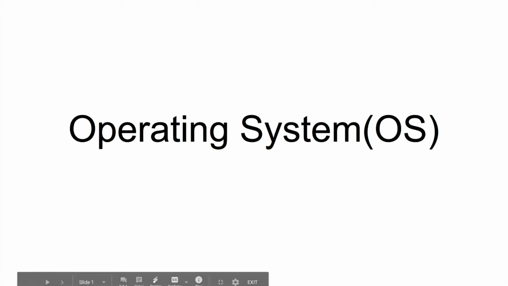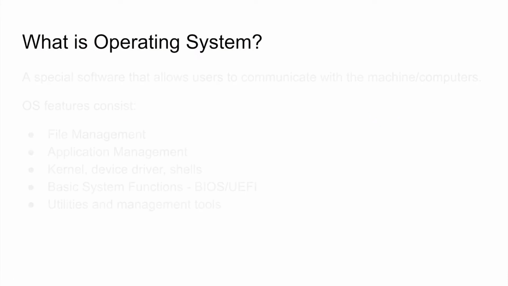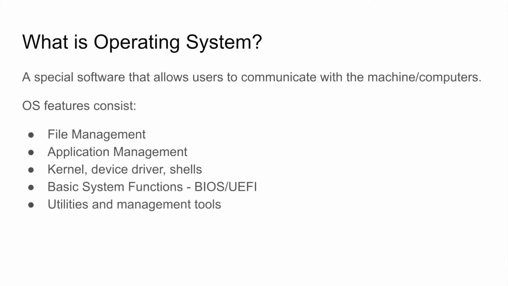So what is an operating system? An operating system is a special software that allows users to communicate with the machine or computers. Operating system features consist of file management, application management, kernel, device driver, shells like CLI and GUI, and also basic system functions like BIOS and UEFI, and also utility and management tools which allow users to configure hardware.